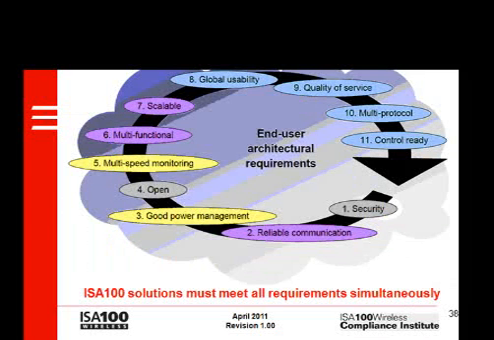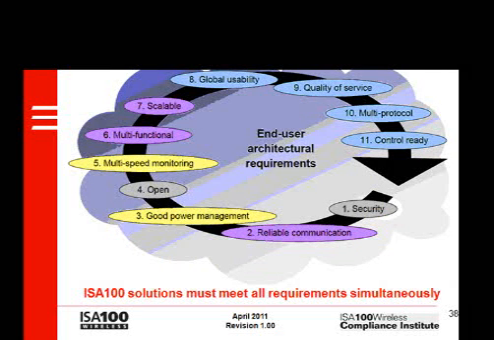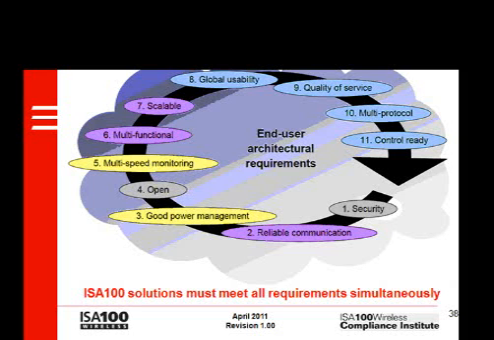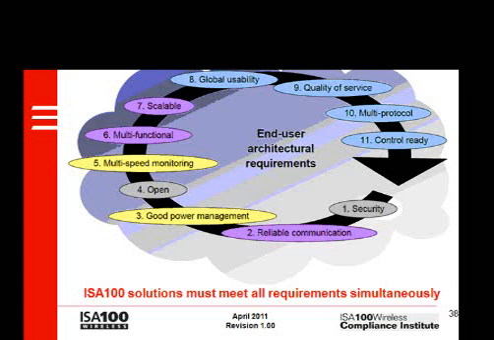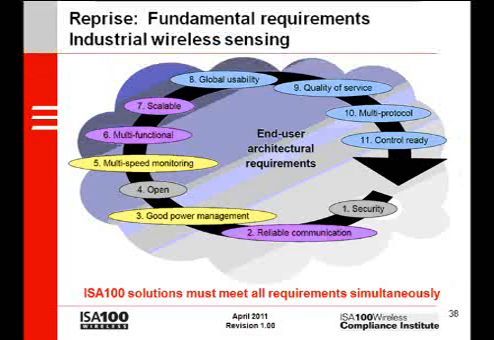Now, let's get back to those original user requirements at the start of this presentation. First, ISA100.11a provides state-of-the-art security. Second, it provides reliable wireless communication. Third, it provides deterministic power management of battery-powered sensors. Fourth, it is open, allowing users to select the best products for a given application. Fifth, it supports multi-speed monitoring. Some devices might report every quarter second, while others might report every few minutes, all on the same network.